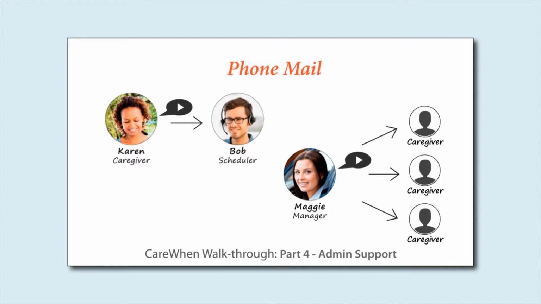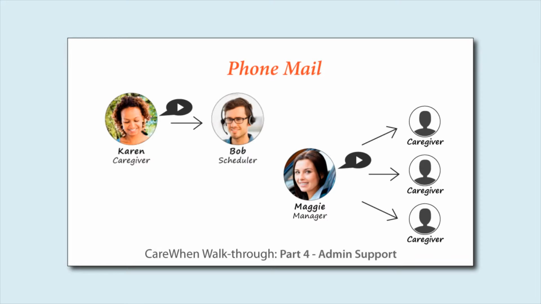CareWhen includes a phone mail service. Phone mail makes it really easy for Maggie and Bob to stay in contact with the caregivers. Suppose Karen wants to give Bob an update on Alma's health. Since it's important, but not urgent, she leaves a phone mail message. That way she doesn't disturb Bob. At the same time, whatever she has to tell doesn't get forgotten.